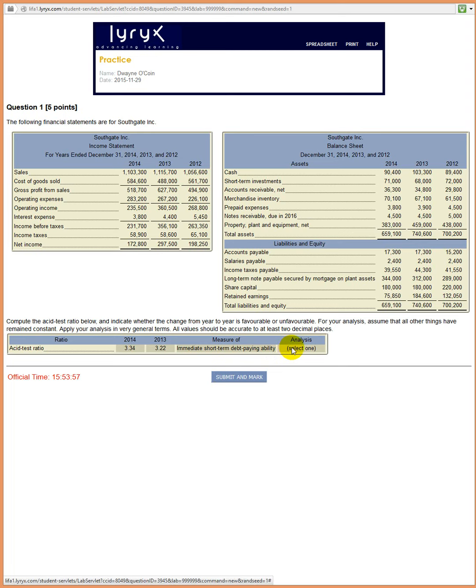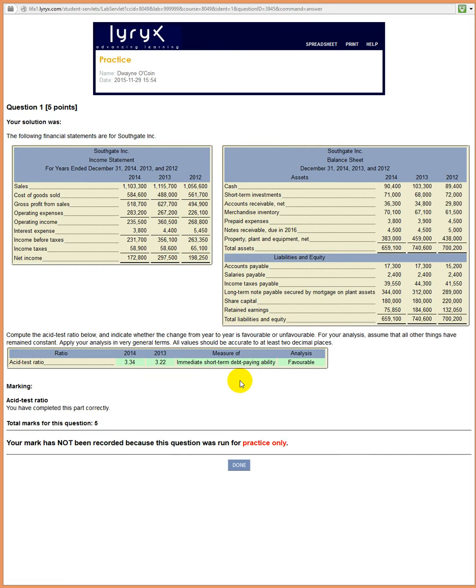But the quick ratio is kind of between that and the current ratio. In this case, we went from 3.22 up to 3.34. Having more times, having a larger number is better for us this time, because it gives us more of a margin for error. So we could pay our current liabilities off 3.34 times now, rather than 3.22 in the previous year. Let's see what Lyrics thought. Lyrics agrees. We're done.